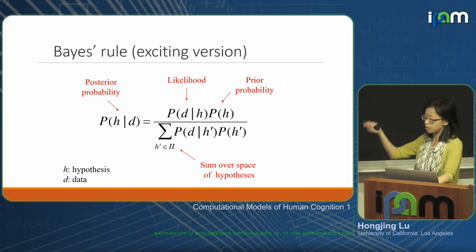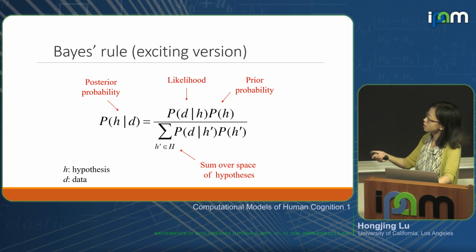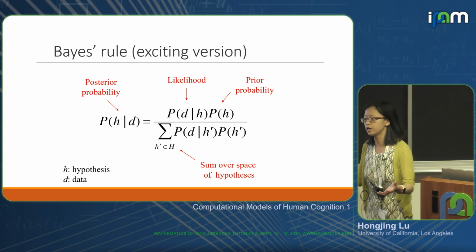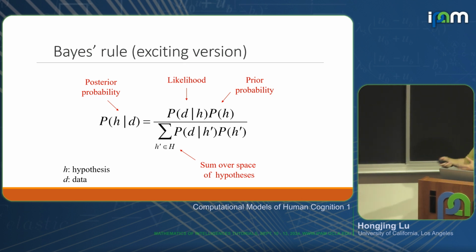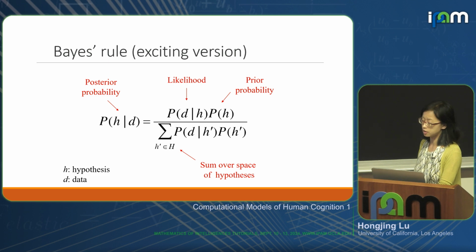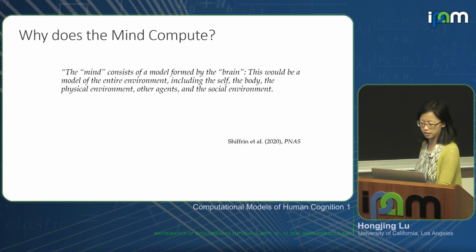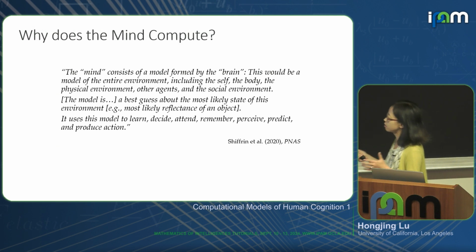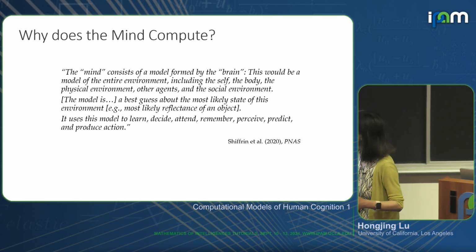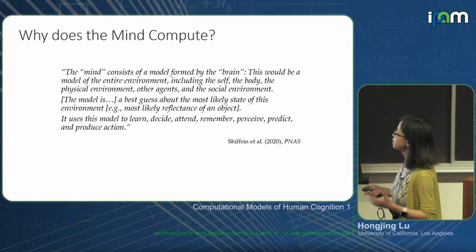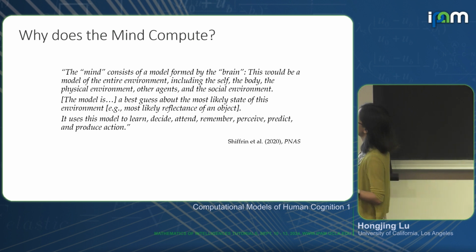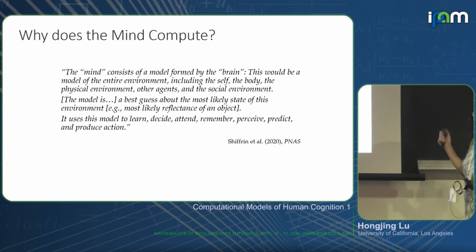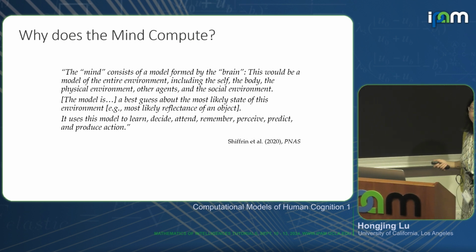Earlier I already pointed to the fact that we can decompose them into different components, but under the representations we don't know what the computation is for each of these components. So what computes here? One thing I really like is the quote from Richard Shiffrin about why the mind computes. One way to think about it is that the mind really consists of a set of models, and these models are supported by the brain.